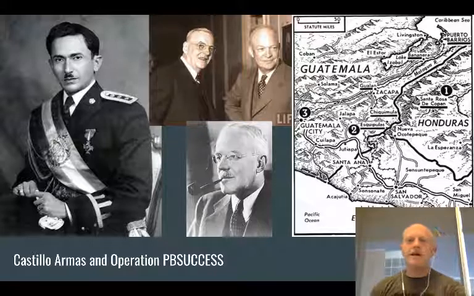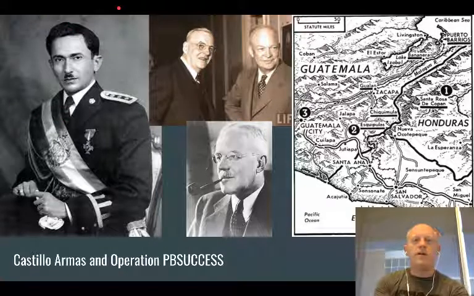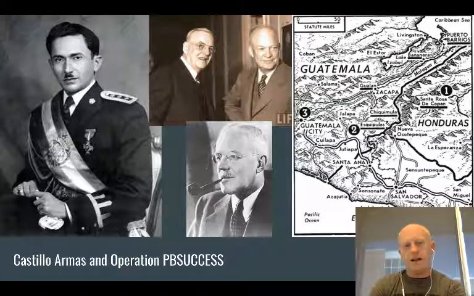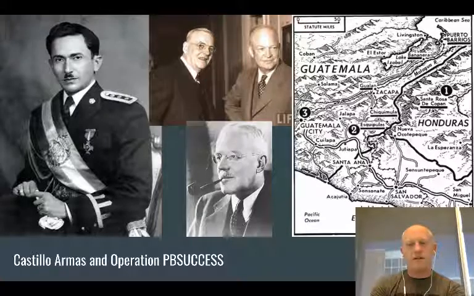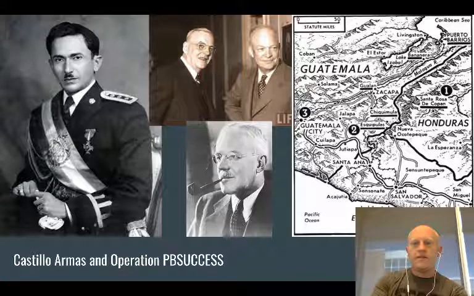So all of this came together to create a perfect storm in which this guy on the left, Carlos Castillo Armas, a member of the Guatemalan opposition who had been educated in the United States, so he had connections to the US, was interested in opposing Arbenz in the 1950s, and he was tapped by the CIA to lead an insurgency against the Arbenz government. This is a map from the period.